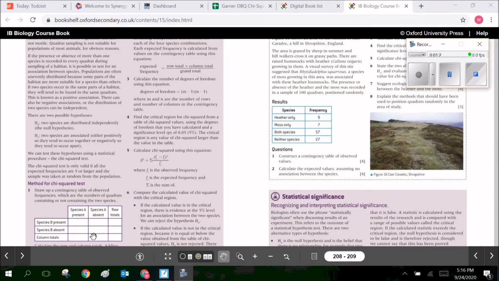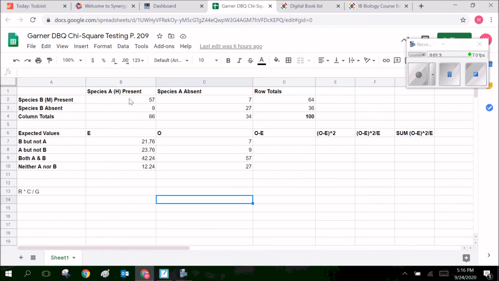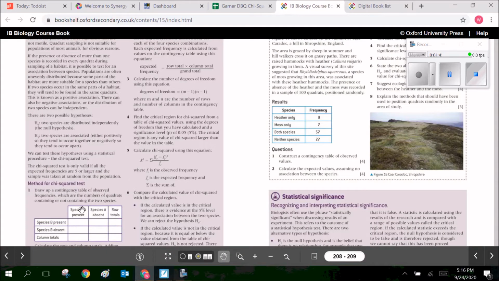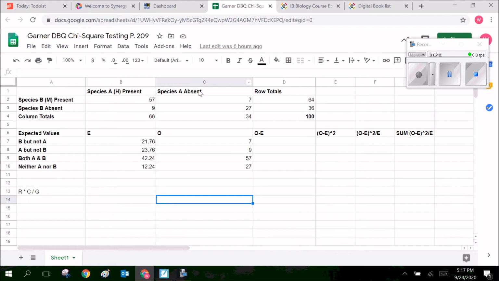Well, the first thing that we need to do is create this table down here. This table is what they give you on page 208, and we're going to recreate it in our sheets as follows. So we have species A and species B spread out in the following way. The chart is set up asking whether species A is present or absent, and whether species B is present or absent, and it creates a bunch of really interesting scenarios down here. Okay, so go ahead and copy this format into your Google spreadsheet, and you'll see it this way.